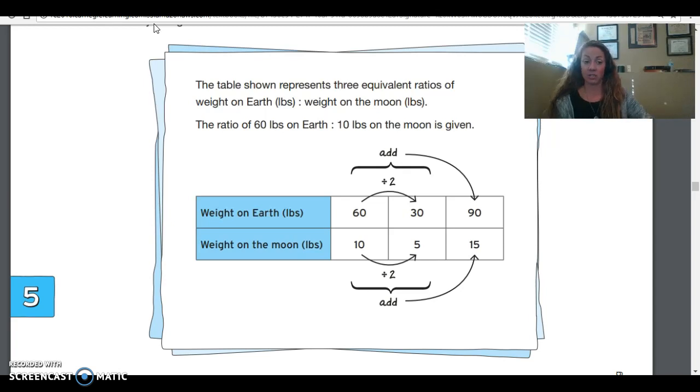Does that mean your strategy's wrong? Nope, it sure doesn't. So I think it would work if we multiplied the ratio of 30 pounds to 5 pounds by 3. So 30 times 3 would equal 90. 5 times 3 would equal 15. What do you think? Does my strategy work? Did you come up with that same strategy of multiplying by 3, or did you come up with something different?